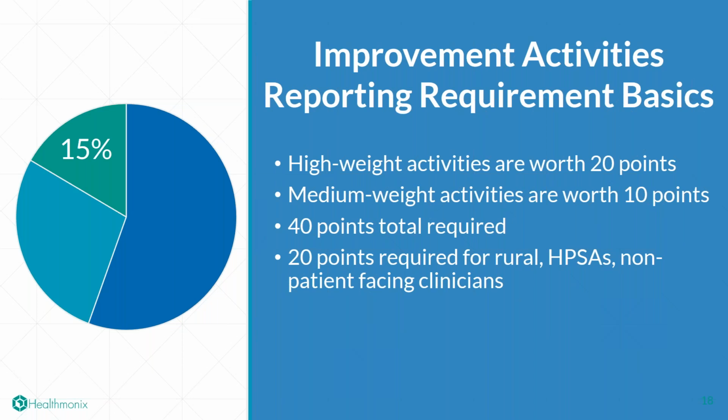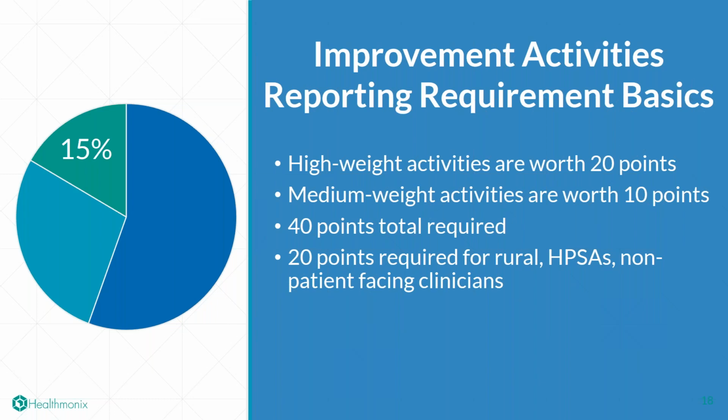Also, if you are considered in a rural setting as part of an HPSA or considered non-patient facing, then you only need 20 points within improvement activities to get the full point value. And for improvement activities, it's really an attestation. So you're going to report and attest to CMS that you're performing the given activity within your practice. And you can choose, again, from a list of different activities that are broken down into different subcategories to find an activity that makes sense for you or you are already performing in your practice.